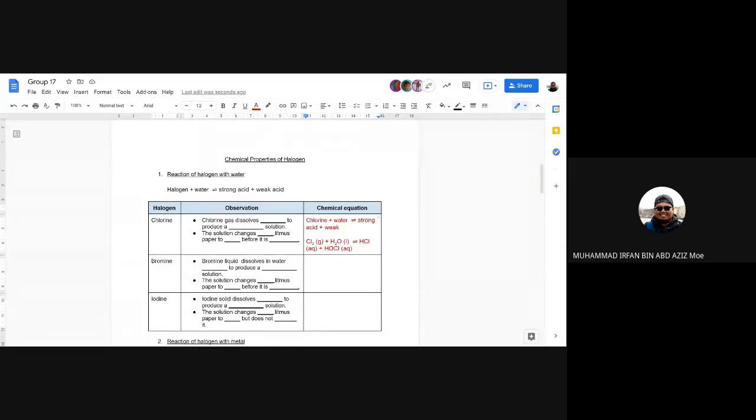Okay, because this is chemical properties, they will have the same chemical reaction because they are in the same group. Okay, they are in the same group, so they will have the same chemical reaction.